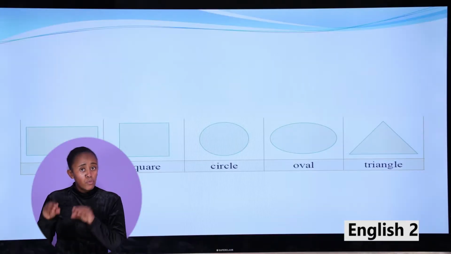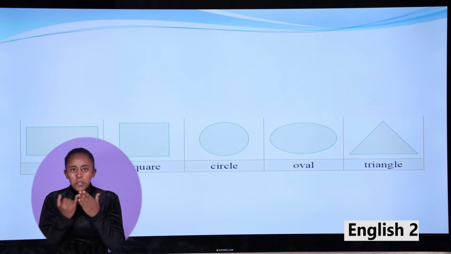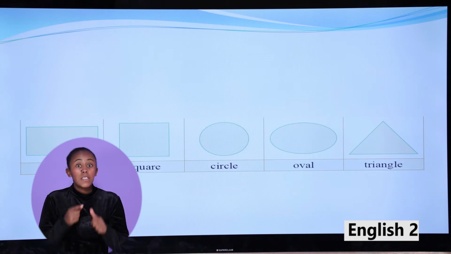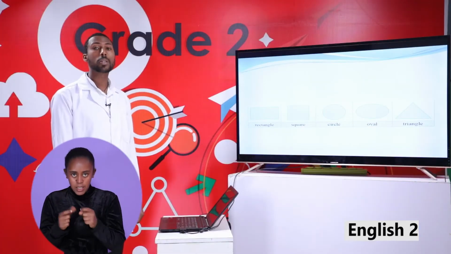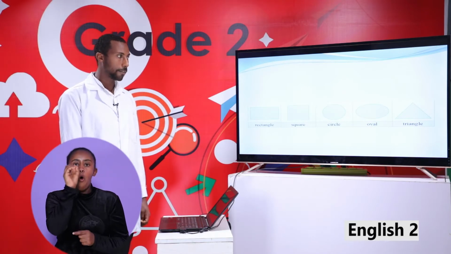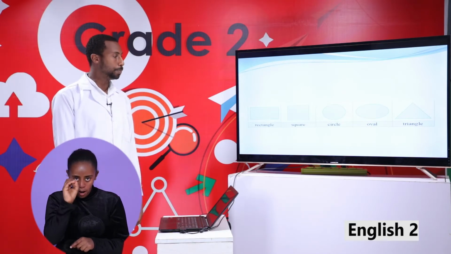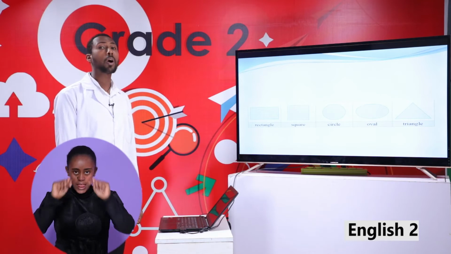Students, look at this picture. There are different kinds of shapes on this smart television. The first one is rectangle, the second one is square, the third one is circle, the fourth one is oval, and the fifth one is triangle. Those are examples of shape words. By using different kinds of shape words, you can describe objects.